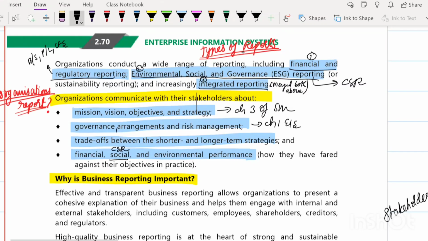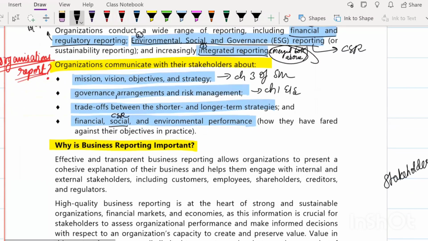Finally, you have a third form, which is integrated reporting. Integrated reporting is where you give the data of financial and regulatory, and also the ESG reporting, both together. If you see the financial statements of Reliance, they report both. They give the balance sheets, P&L and cash flow statement. Reliance also gives reports about what it has done for the society, or how well it can do for the society. So this is known as integrated reporting, which is merging both of the above. These are the types of reports that can be there.